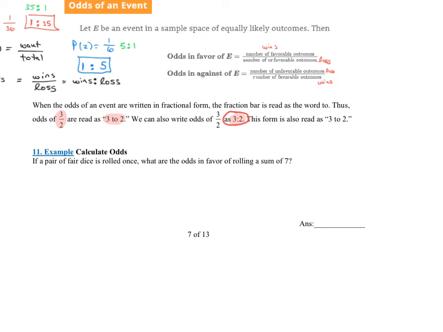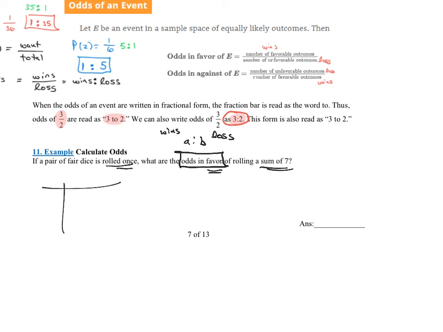All right, so let's read the first example. It says if a pair of fair dice is rolled once, what are the odds in favor? Notice we're doing odds here. This is not a probability. It's not a fraction. So we have to write it as A to B. And it's odds in favor, so we want wins first and losses second, of rolling the sum of a 7.